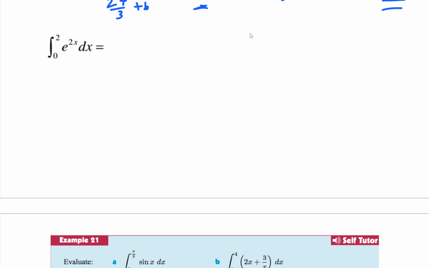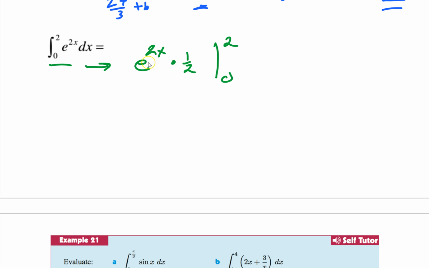Okay, the next one. Next one's a little special. If you notice, this next one is not a basic one. There's a 2x there. So you could do reverse chain rule. You could do u-sub if you want. But let's do a little reverse chain rule. So if we're doing reverse chain rule, we're going to take the integral of the outside, which is e to the z. Leave the inside alone, 2x. And we're going to divide by the derivative of the inside. Derivative of the inside is 2, so we're going to divide by 2, so 1 over 2. And then we're taking our limits from 0 to 2.